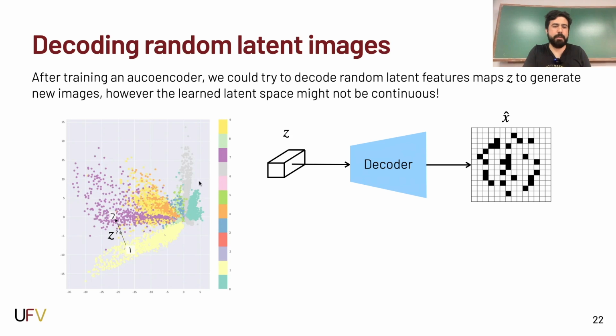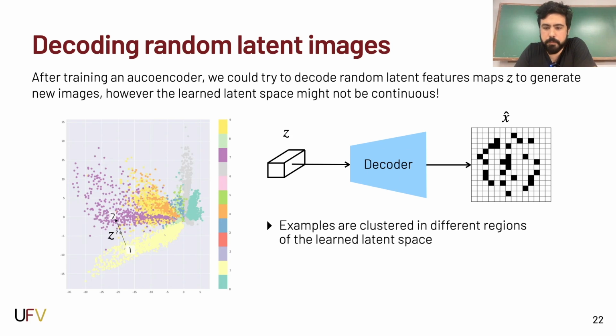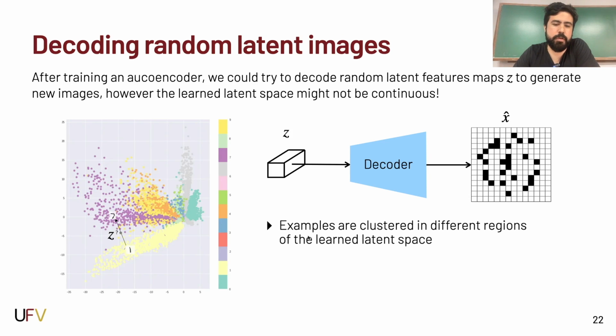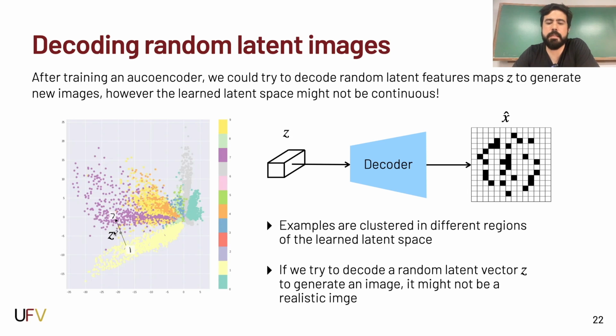So you want our latent space to be a little bit better than this. So it's not broken. It doesn't have these spots in between areas that could be undefined images. That's what I just said: examples are typically clustered in different regions of the latent space, and if you try to decode a random Z to generate an image, we might get garbage. So you want to fix that, and that's what the variational autoencoder is going to do: fix this latent space.